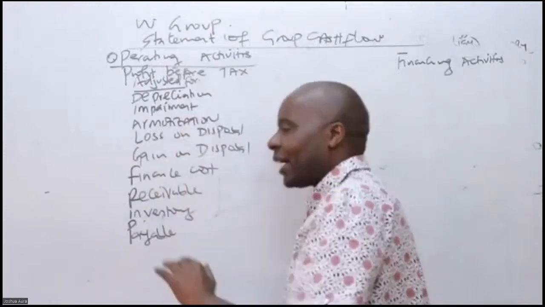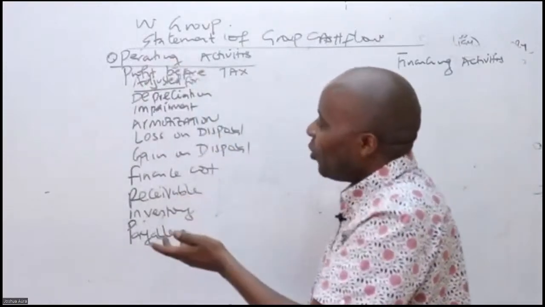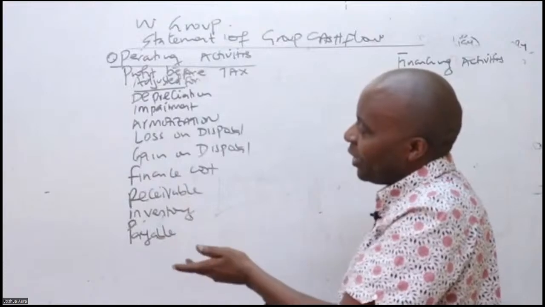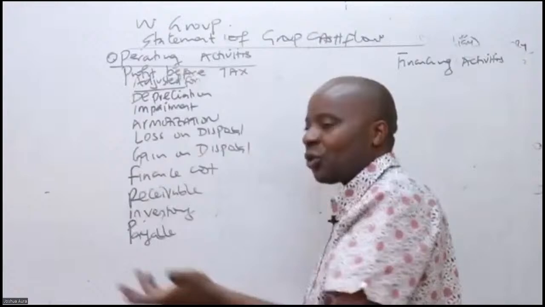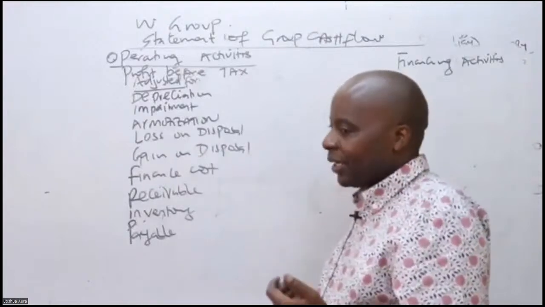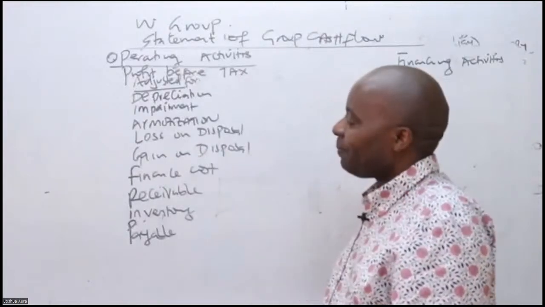So I move very fast. I don't have to type anything. Whatever I have in my balance sheet, I should be able to bring it. Like the word finance cost, I'm so sure it's there. I should be able to bring it down here very fast.